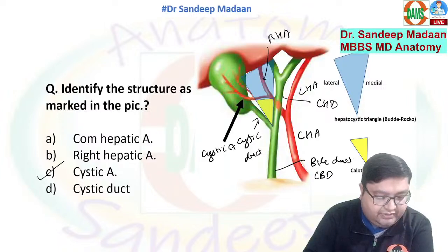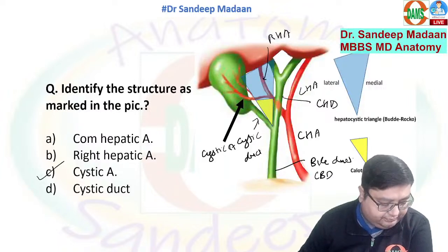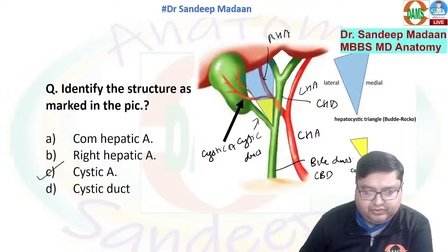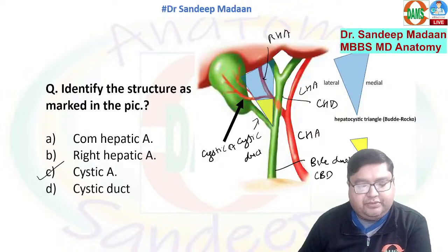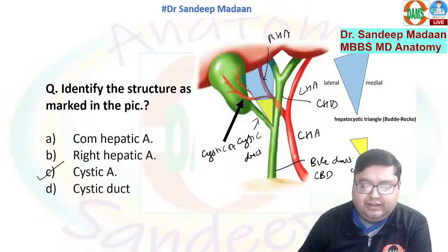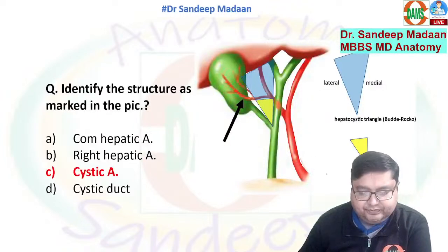So right hepatic artery it was marked. Okay. So as I said, there's a conflict between the students. Some students are saying right hepatic artery, some are saying cystic artery, but we have revised everything. We have seen everything, whatever was asked, accordingly you can think should be the right answer.